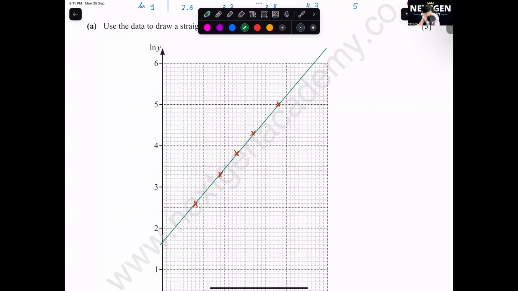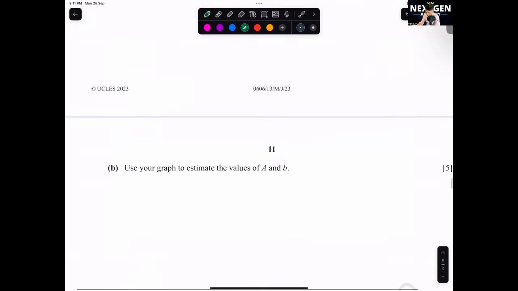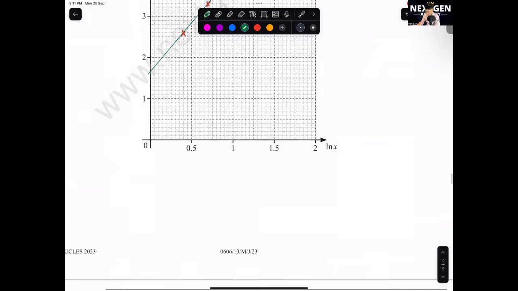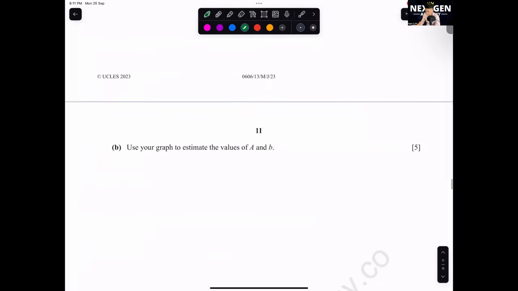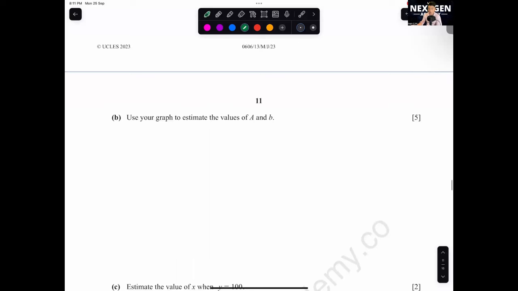Modify a little bit, so it is easy for me to calculate. Normally when they ask you to draw already, they ask you to find the gradient, find the y-intercept. So look at your next question. Use your graph to estimate the value of A and B. You need to convert the equation that is given to you to y equals mx plus c form first. The equation is given to you as y equals ax power b.